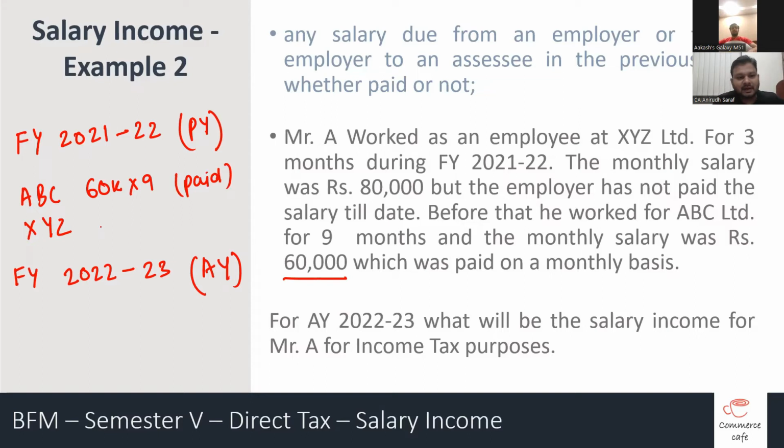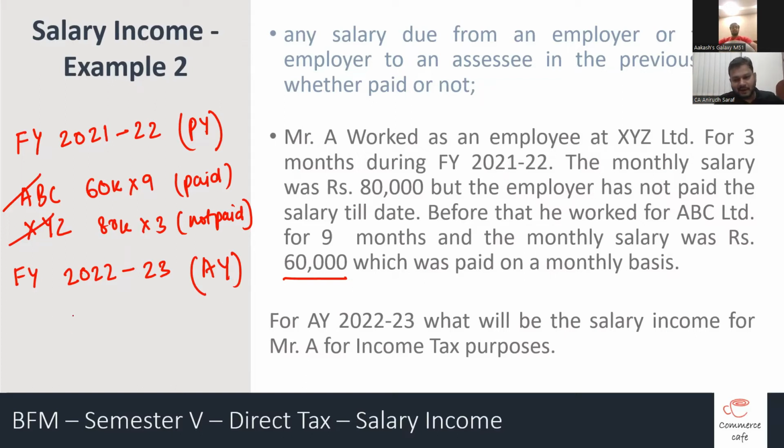And XYZ Limited, 80,000 into 3. This is not paid. Even though it is not paid, it doesn't matter. For income tax purpose, both these amounts, this as well as this, will be considered as salary income.